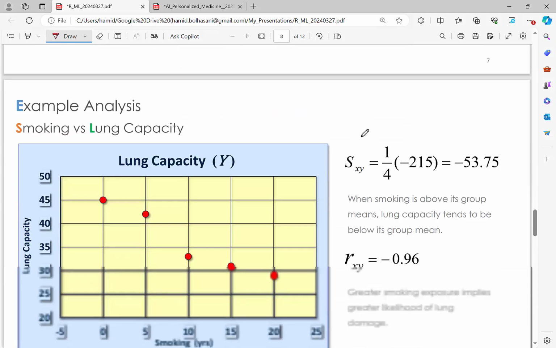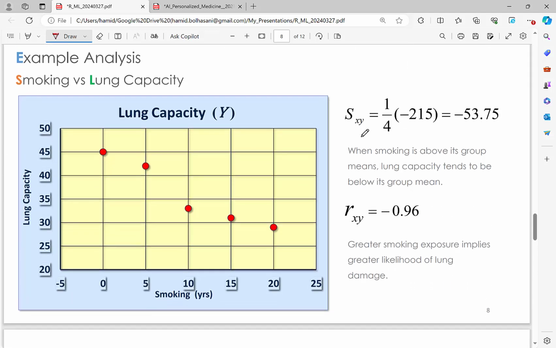So let's see, are we right or not? Yes, we are right. You can see there is a strong negative correlation. We can see that if the smoking years in people become more, the lung capacity becomes less. So there is a negative relationship. The correlation is negative. If smoking years go up, the lung capacity goes down, and the R value also shows us this.